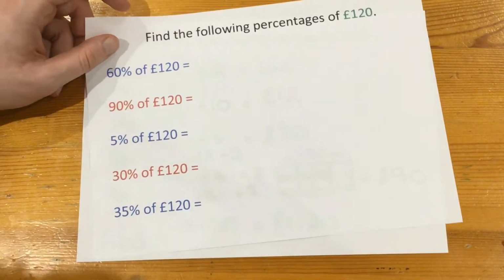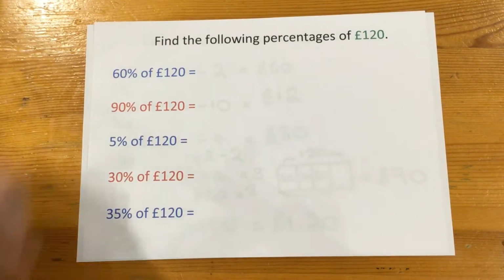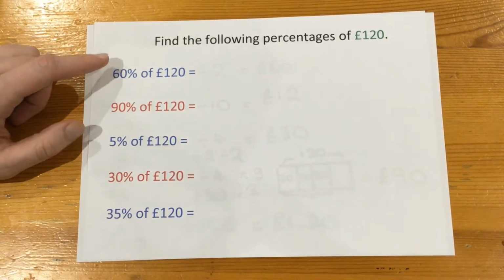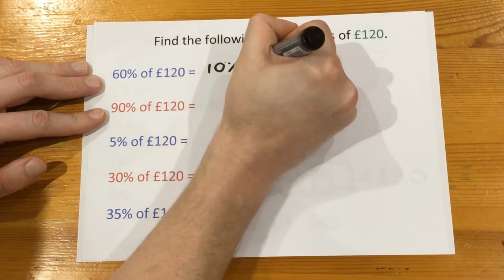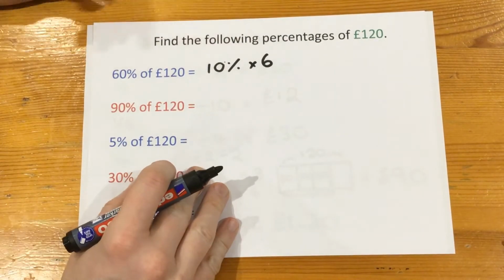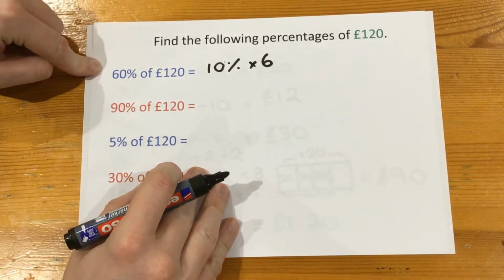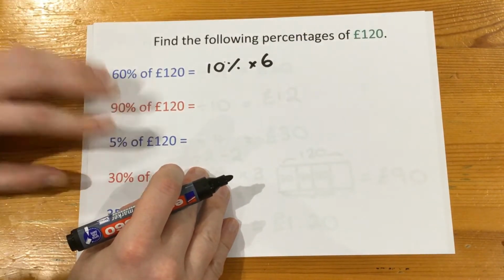Okay, so 60%. A couple of different ways I could choose to do this. There's different routes you can take to find out a percentage of a number. So for example, I know what 10% is. So I could just work out 6 lots of 10%. Or I could actually find 50%. I know what 50% is, I know what 10% is. So I could combine 50% and 10%. I'm going to do both.